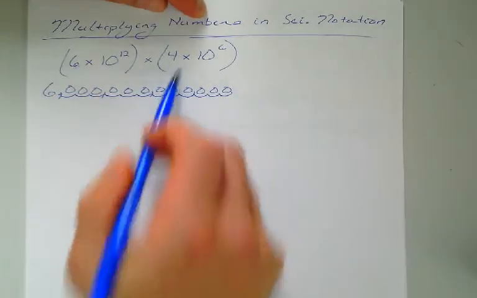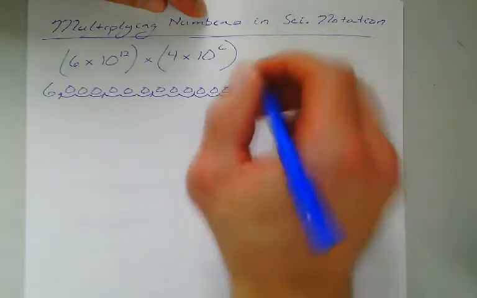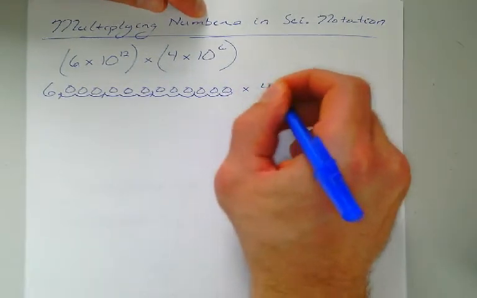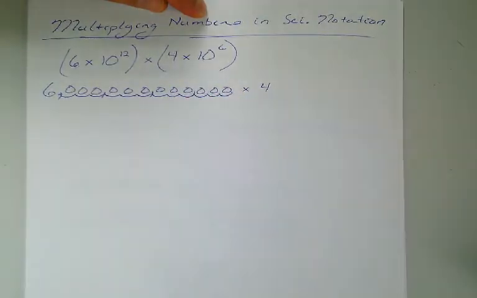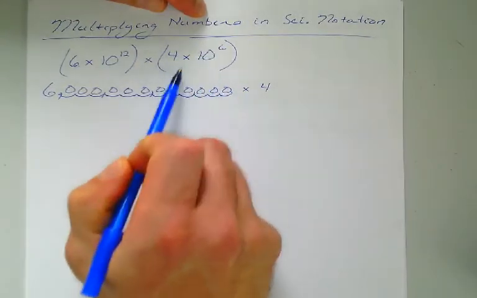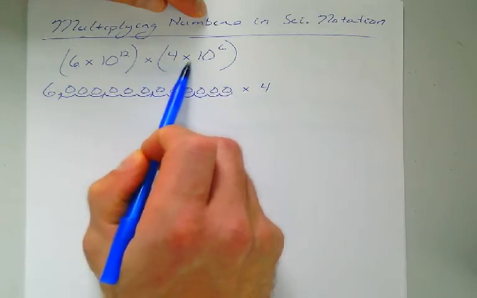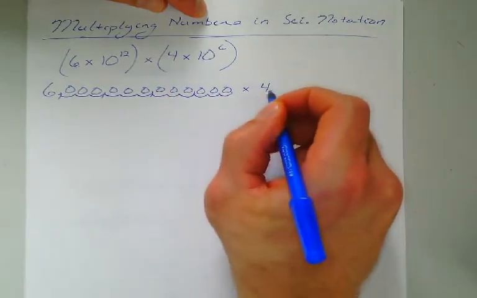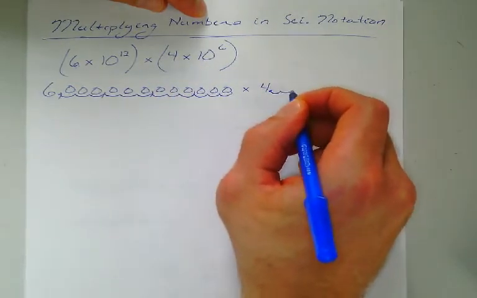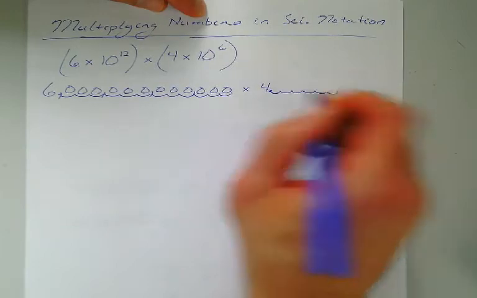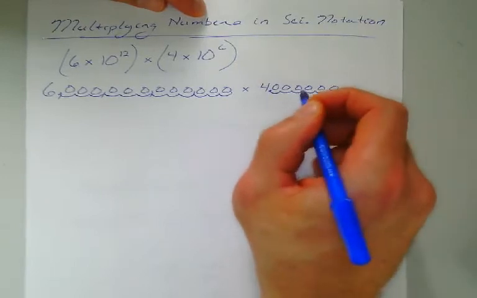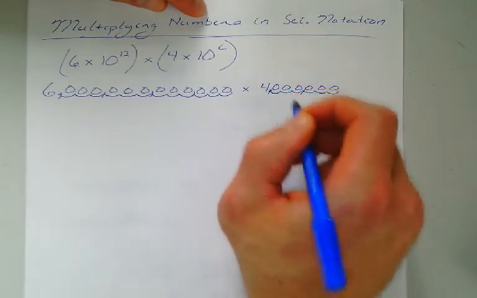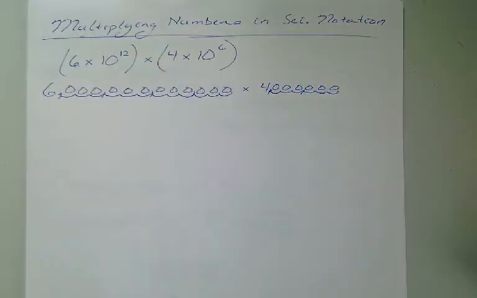Then I'd have to do the same with 4 times 10 to the 6. Every time I multiply by 10, my decimal goes to the right 1. I'm multiplying by 10 6 times, so my decimal point is going to go right 6 times. So here's my decimal point, right 1, 2, 3, 4, 5, 6. Again, that is another really big number. All right, that's $4 million. Well, we're not dealing with money, but 4 million.